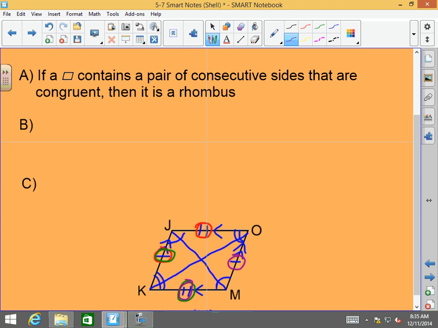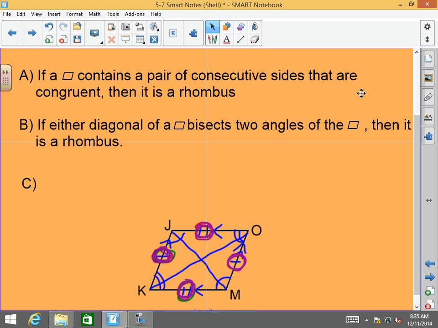And let's think about that. A rhombus has all equal sides. Well, if a parallelogram has consecutive sides that are congruent, aren't opposite sides congruent in a parallelogram? So if this side here is congruent to this side, and opposite sides are congruent, that means this side is also congruent to this side, and this side is also congruent to this side because of the transitive property, so then all sides are congruent. So if they give you a parallelogram and they say that consecutive sides are congruent, then it is a rhombus.